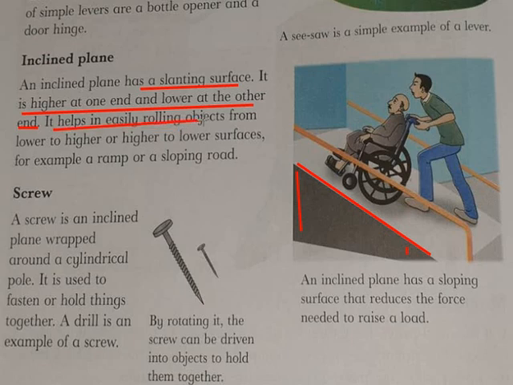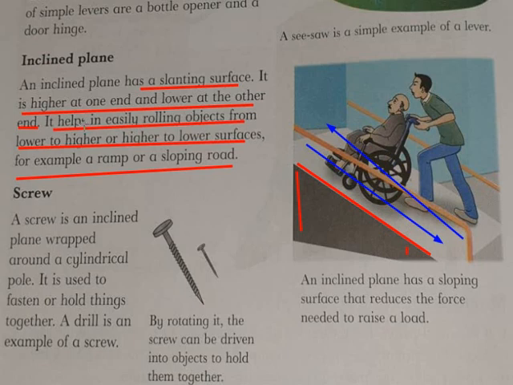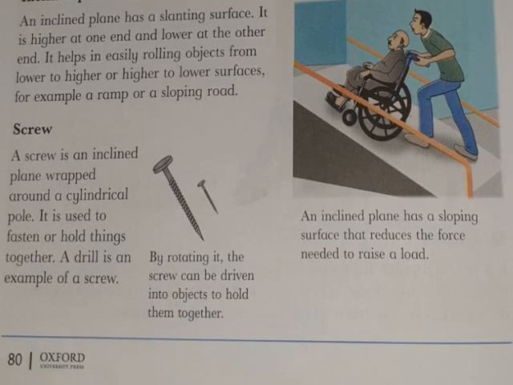It helps in easy rolling of objects from lower to higher or higher to lower surfaces. For example, a ramp or a sloping rod. For example, see, the things can roll from up to down and from down to up, both sides. This is inclined plane and this is also a simple machine. The third simple machine is screw.